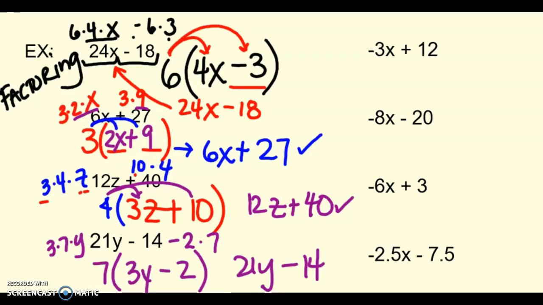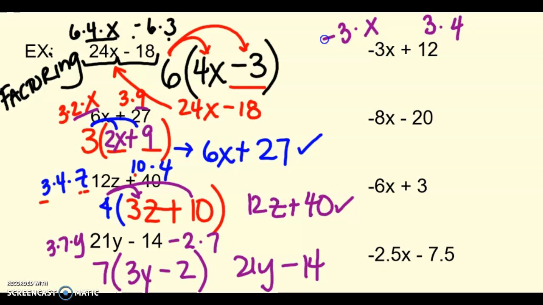Let's move over to this other column. You'll notice that I have negatives in front. Still not a big deal. You're still going to think about the GCF and find the greatest common factor, but now you're going to have a few extra negatives. When I look at the greatest common factor for negative 3x plus 12, this would be a negative, a 3 and an x, and this would be a 3 and a 4.